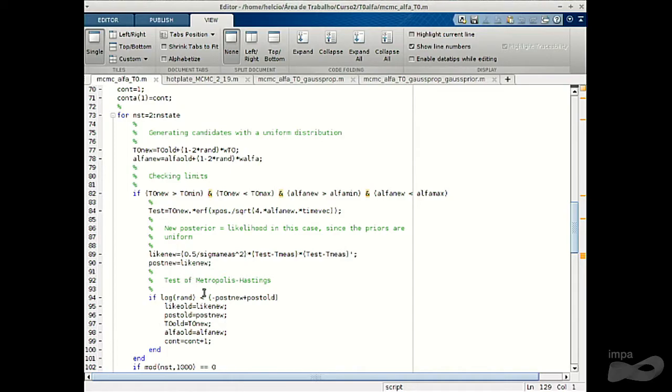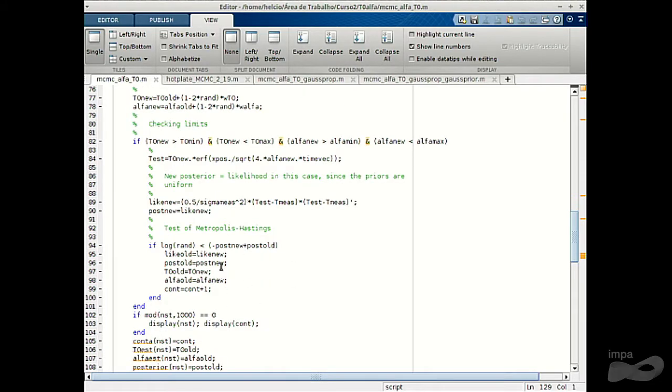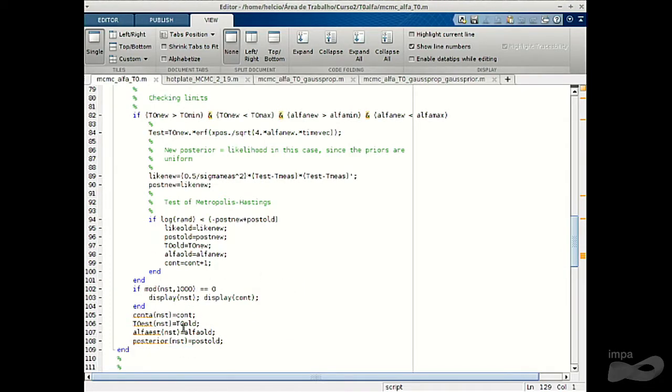So if this is true, I accept the candidate. I also save the likelihood and the posterior. I increase this counter, which is the number of accepted states, and then I save all those values here. And of course, if this is not true, I'm going to save whatever the old values are. So I only update the old values if the Metropolis-Hastings test is true.